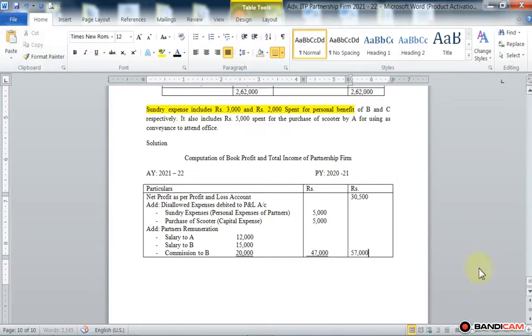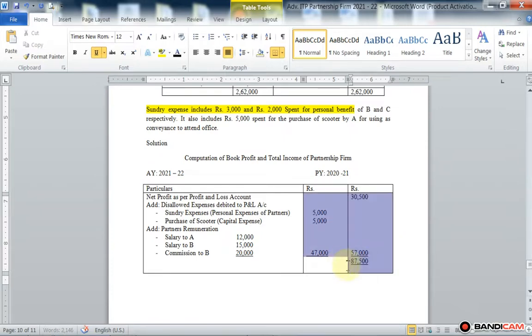Now make the total of the outer column. That is amounting to rupees 30,500 plus 57,000 is equal to 87,500.